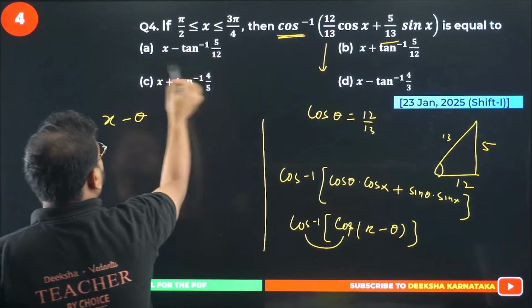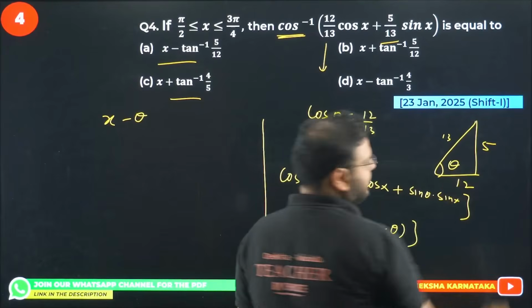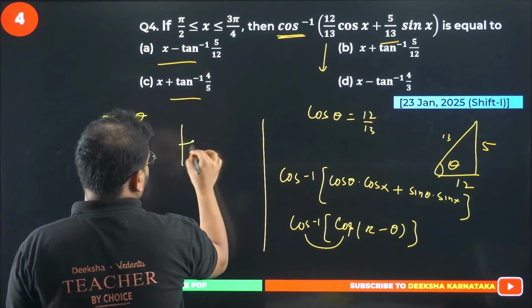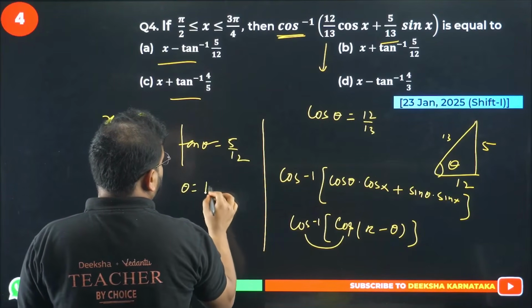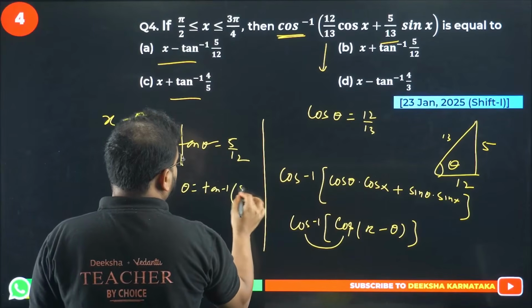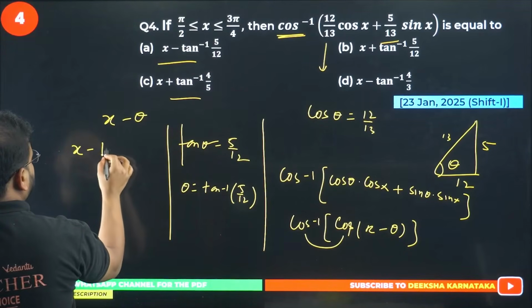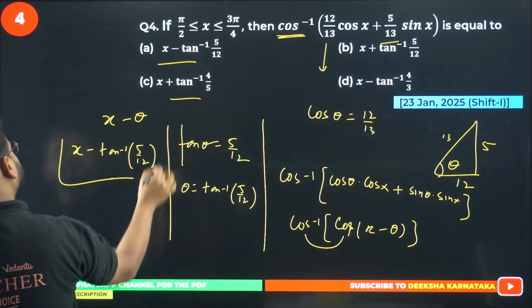Now they are asking in terms of tan, please check. If this is my angle theta, tan theta will be 5 by 12. It means theta will be tan inverse of 5 by 12. So the answer here is x minus tan inverse of 5 by 12.